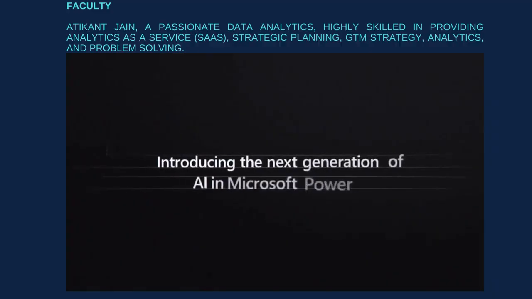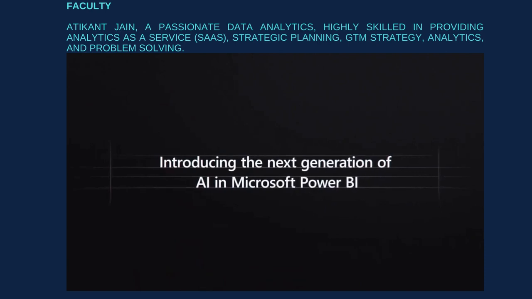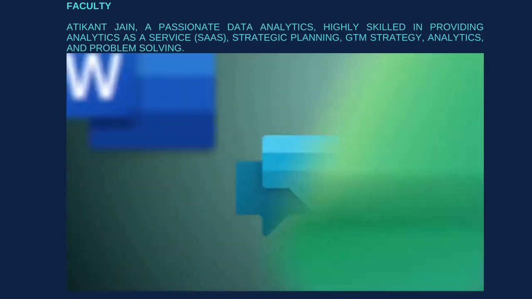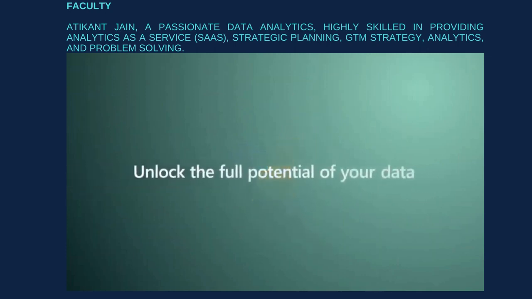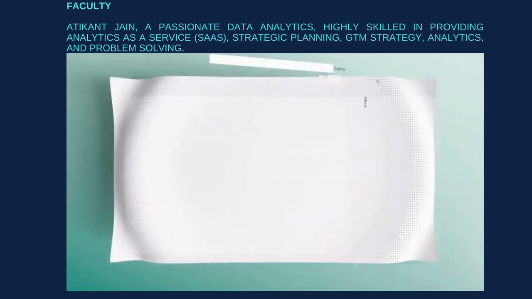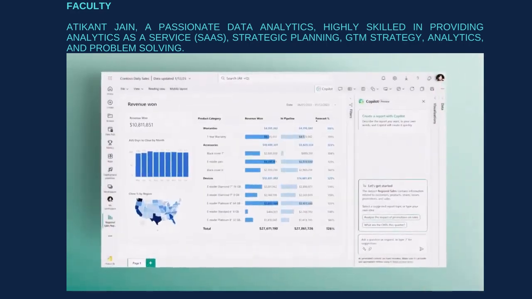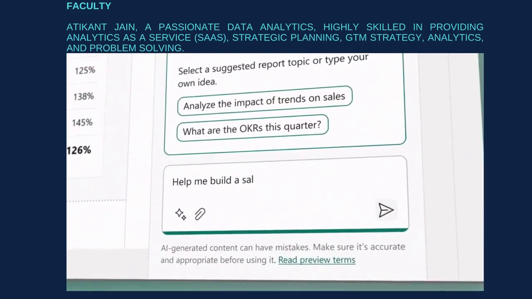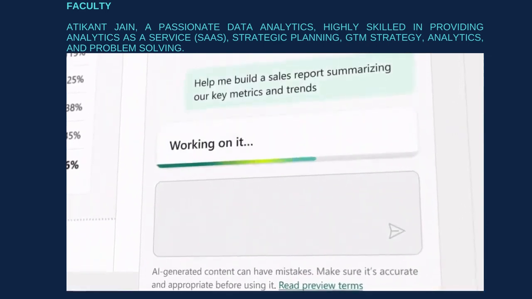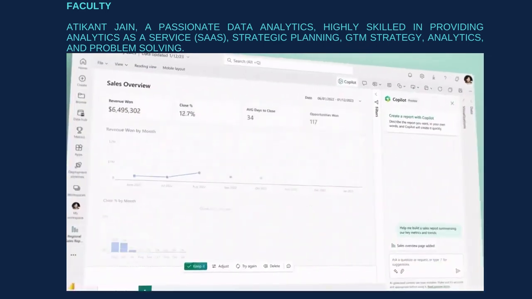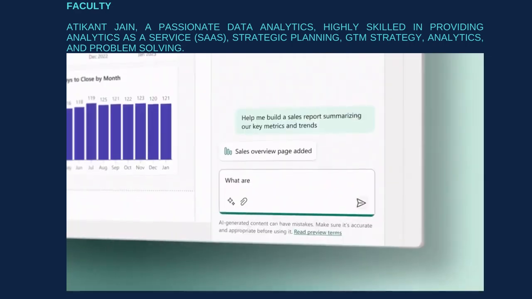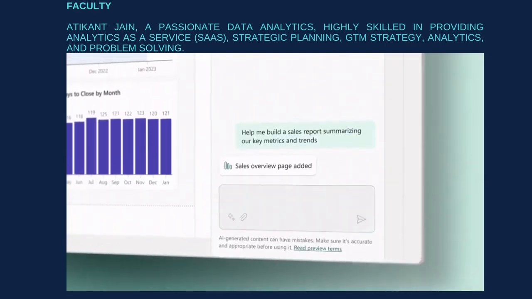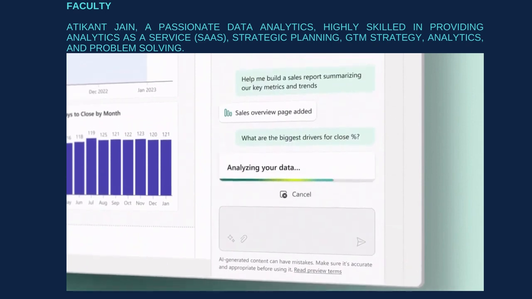Introducing the next generation of AI in Microsoft Power BI. Copilot in Power BI empowers your people to unlock the full potential of your data and move from data to insights faster. Now, with Copilot in Power BI, you can use natural language to bring your data to life. Simply describe the visuals and insights you're looking for, and next generation AI will create your report and help you refine it. You can then dig into this data further by asking a question, and Copilot will find the best answer.